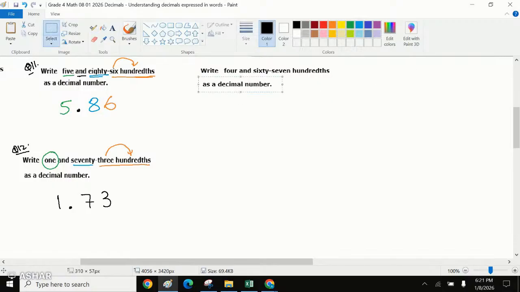How about this? Question number 13 says 4, 6, 700s. What is 4, 6, 700s? 4 and 60 and 700s.